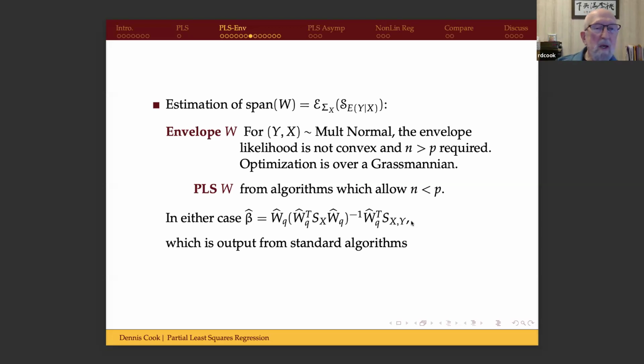It doesn't matter where W comes from, that is envelope or PLS. You do exactly the same thing once you get W, because the envelope and PLS are trying to do exactly the same thing. They're both trying to estimate that span.